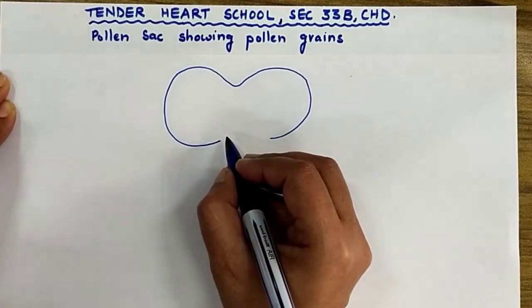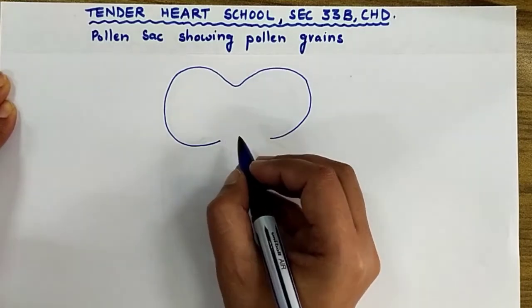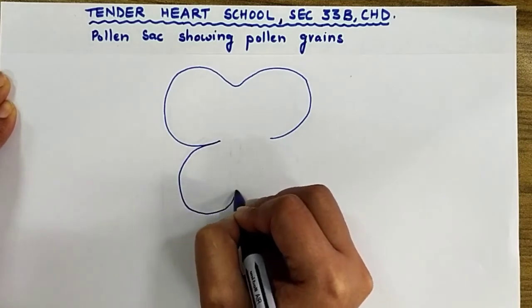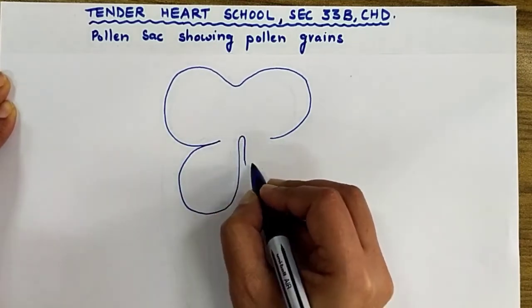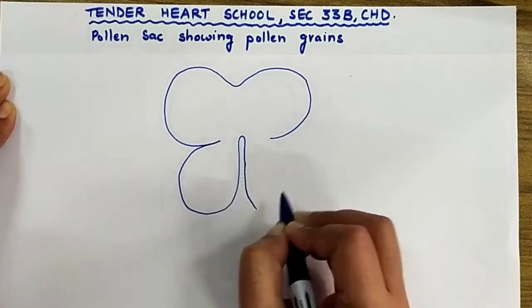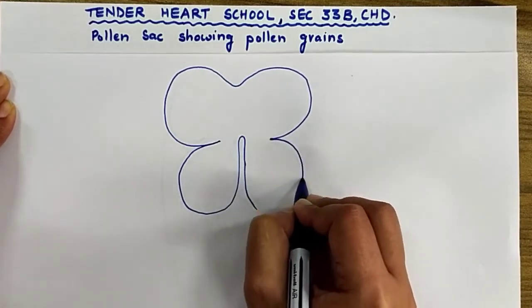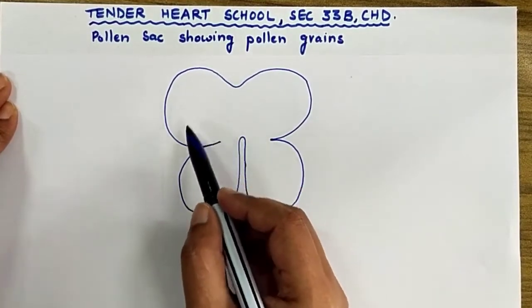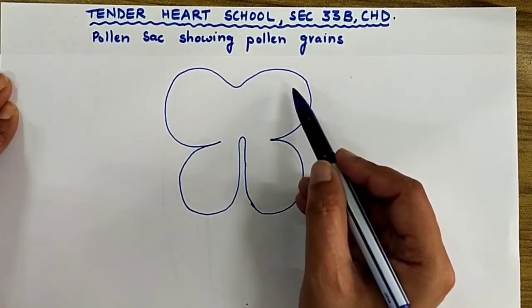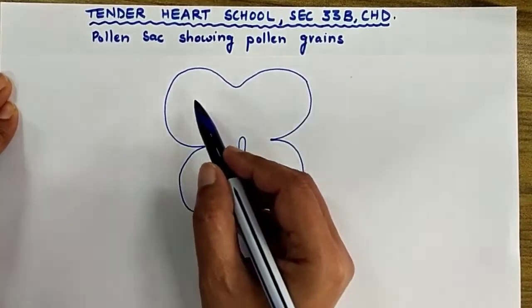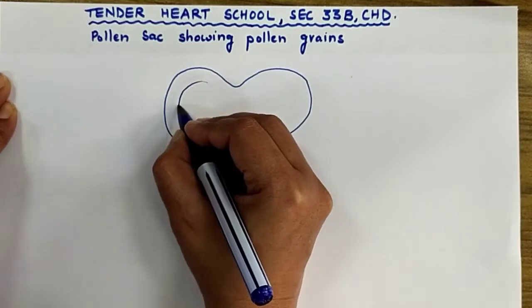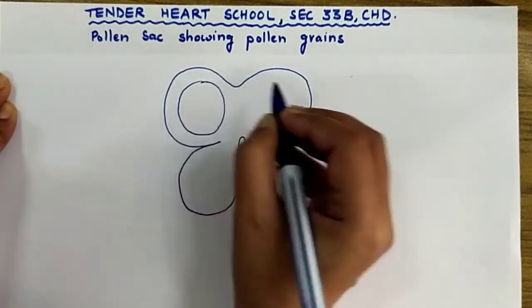That is, in the stamen we are drawing the upper part, that is called the anther. Anther is a bilobed structure. There are two lobes. So let us just show. So you can see this is the first lobe and this is the second lobe of the anther. Now each of the lobes is further having two pollen sacs. So you can make the pollen sacs inside.